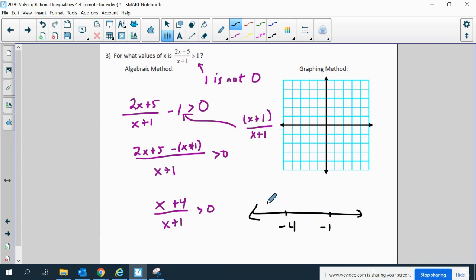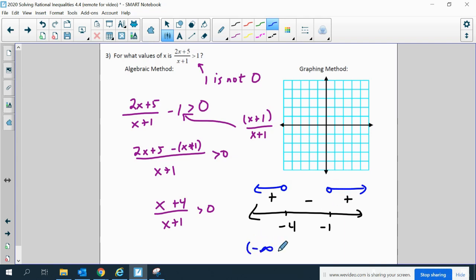And then I'll substitute values in. So if I have -5, let's say, I get -1 over -4. That's positive. If I sub in something between -4 and -1, like -3, I have positive over negative. Then if I sub in something like 0, positive over positive. So where is this greater than 0?